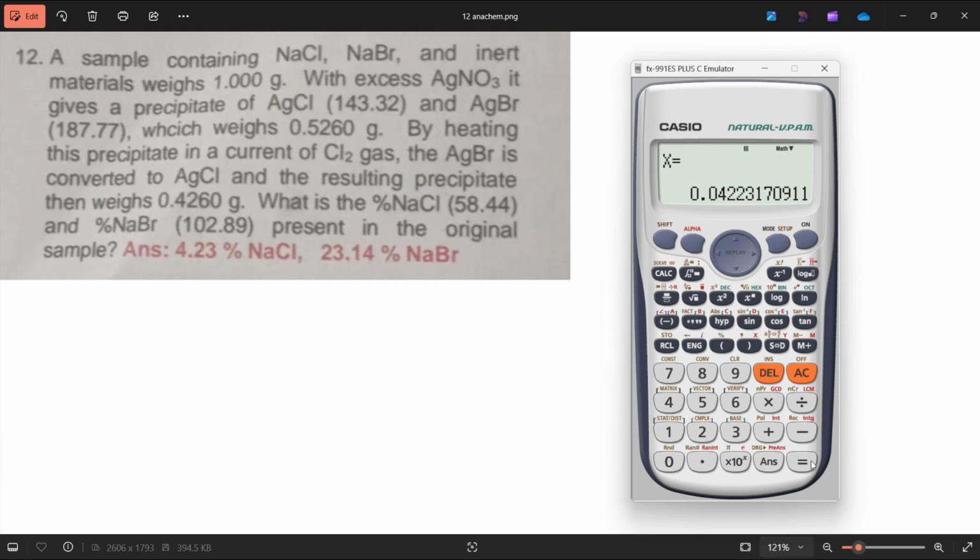Okay. So we'll just have to divide this part over here with 1 gram. So 0.042 over 1, which equates to 4.23%, which corresponds well with what is shown in the calculator. Next is this one. So just divide this one with 1 gram times 100. We get a value of 23.14%.